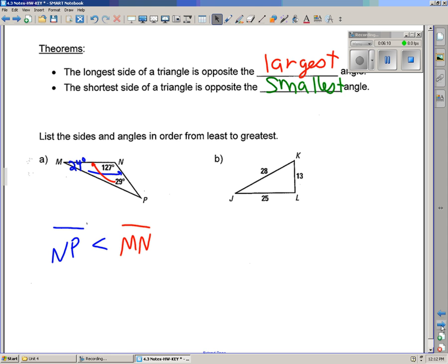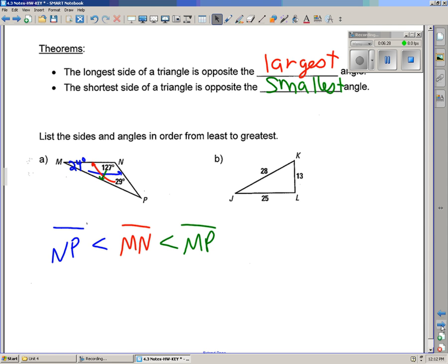And then that's going to be smaller than the largest side opposite the largest angle, which is going to now be MP. So from least to greatest, the smallest side opposite the smallest angle, the largest side opposite the largest angle, and that's going to be for A.